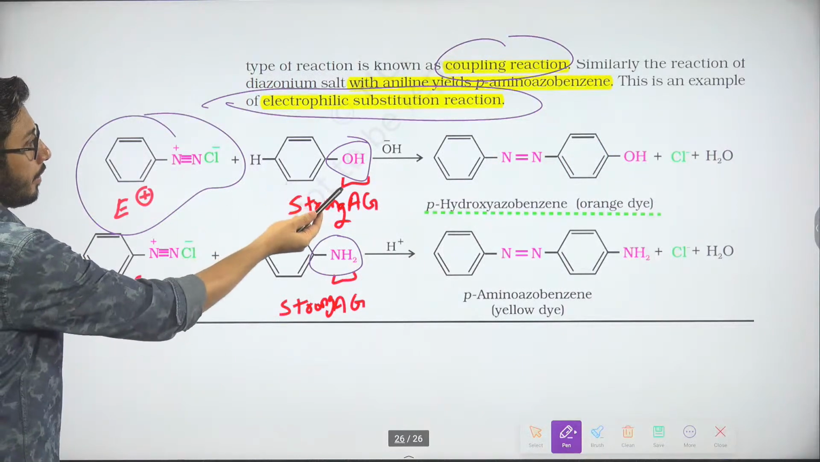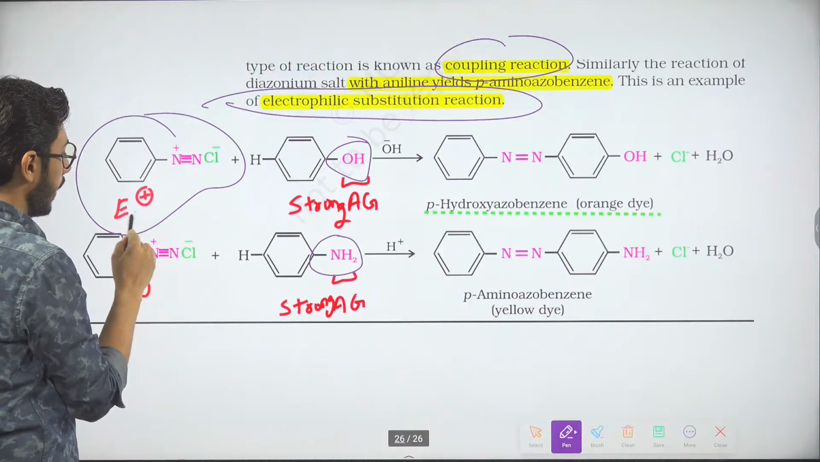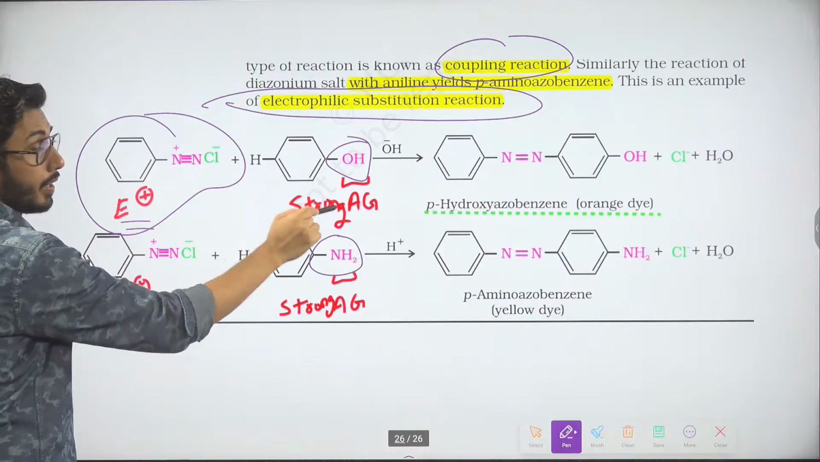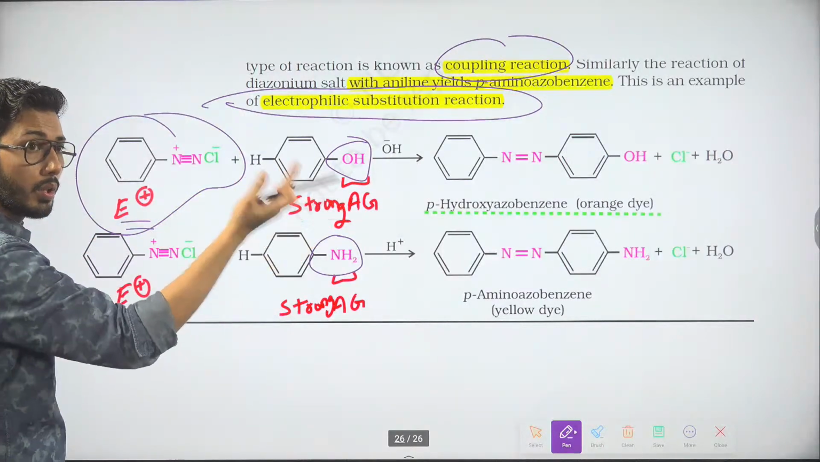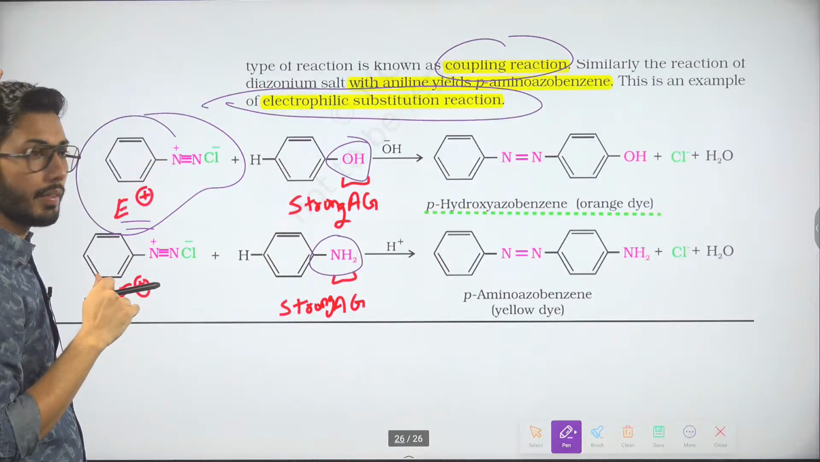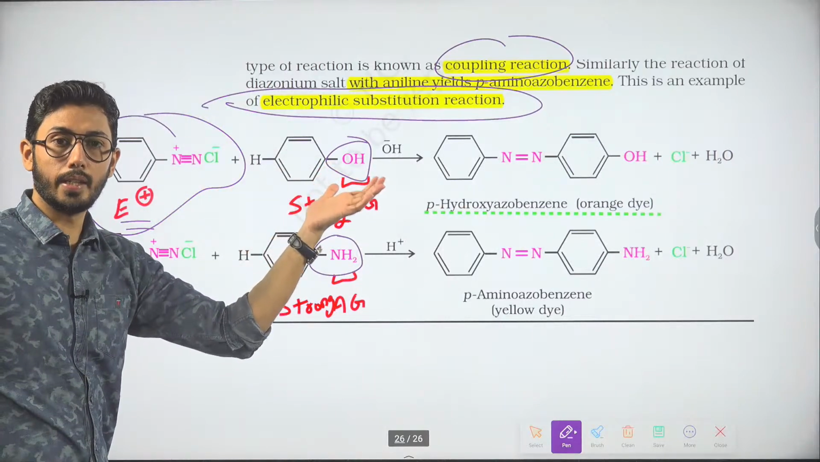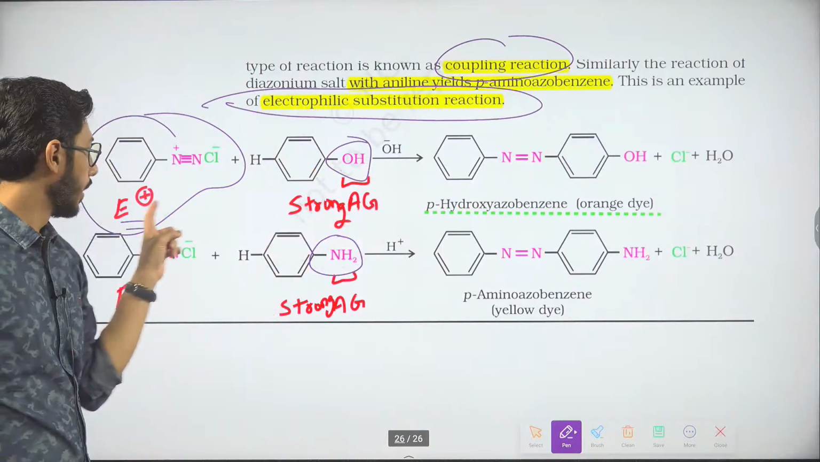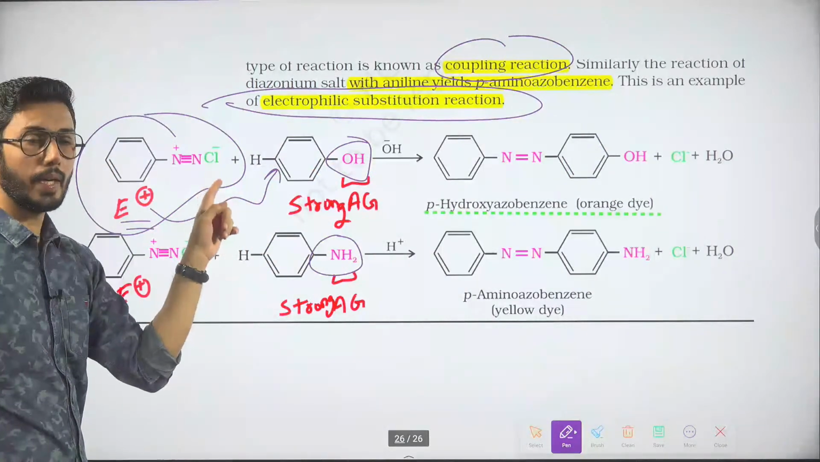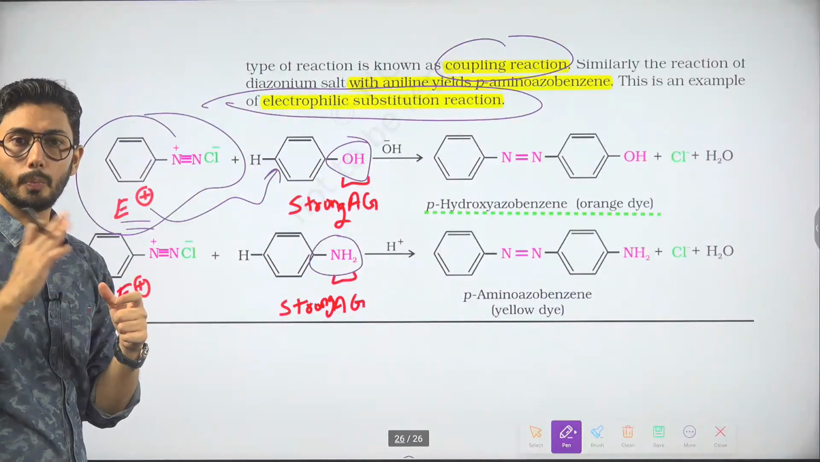And phenol reacts with this one. It is acting as the electrophile. It is an activated ring. Use the concept of the hydrocarbon chapter, directive influence. Phenol is an activating group and ortho para directing. The electrophile majorly attacks at para because of steric factor. Ortho will not be given.